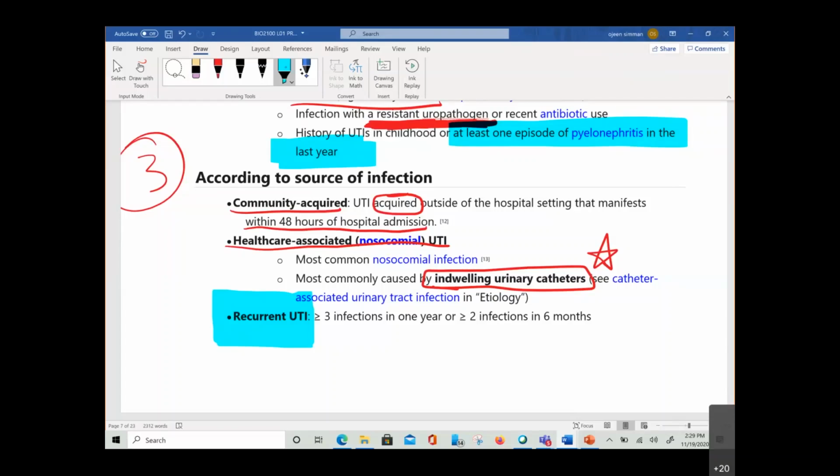Okay. And the criteria is that if the patient has had more than or equal to 3 UTI infections in just 1 year, or more than or equal to 2 UTI infections in the last 6 months, then we would classify that as a recurrent UTI. And in this case, they would give them prophylactic antibiotics to prevent future UTIs.